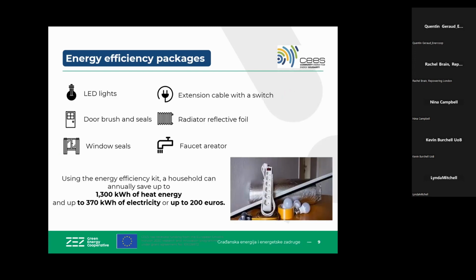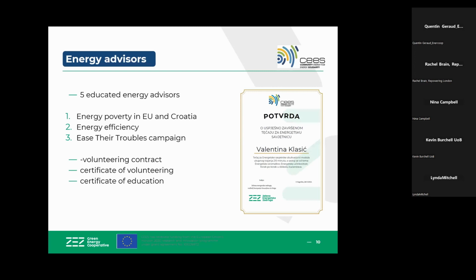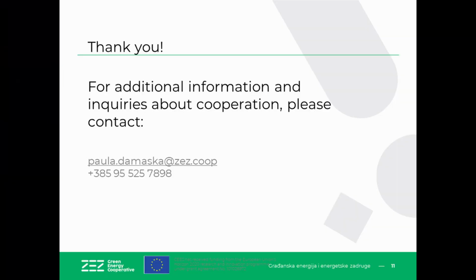So the money was used to buy these energy efficiency packages. These are the elements of the energy efficiency packages and how we are distributing them. This is using our educated energy advisors. Those are volunteers who offered to help us and went through an education that consisted of three big modules. The first one concentrated on the context of energy poverty in the EU and Croatia, energy efficiency, which is a big part of energy poverty, and the campaign, and step by step how to and what to do in a household affected by energy poverty. So yes, I think I managed to say everything that I wanted.